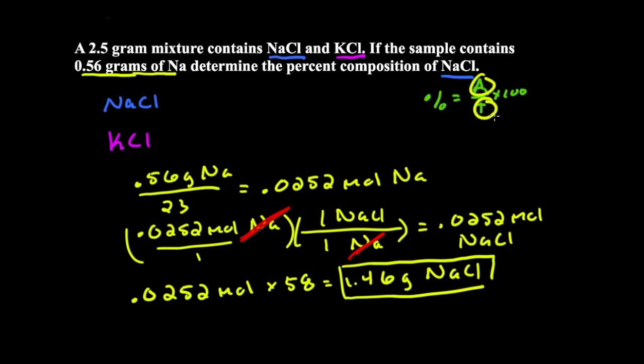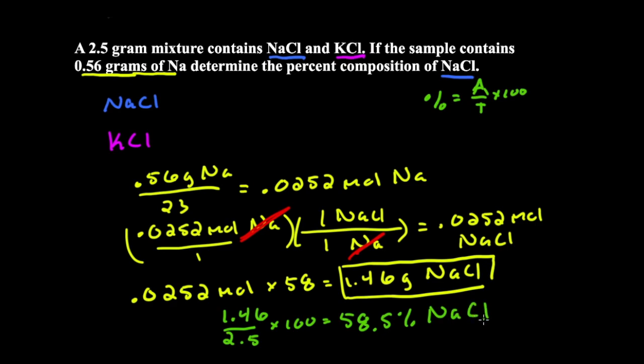So now that I'm in grams of the NaCl, I know what this number is. I know the total is going to be 2.5. So all I have to do is 1.46 divided by the 2.5, and then we multiply it by 100, and we're going to get that this will be 58.5% NaCl in the mixture that has NaCl with this KCl. So this one would be 58.5%, and the rest of the percentage must be this KCl right in here.